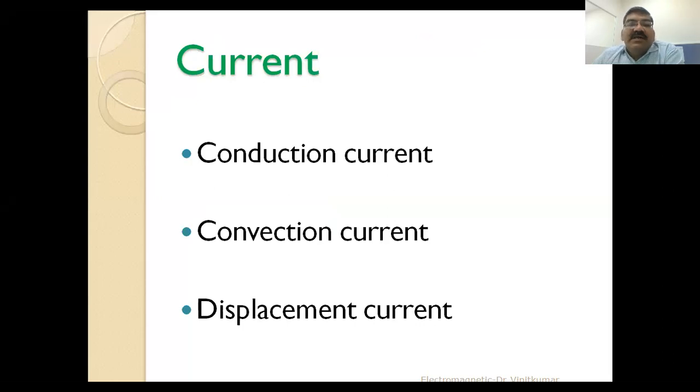Okay, so I will just give the concept. Now here it is the current. Now very first, understand the current. There are three types of current. So the very first is the conduction current.